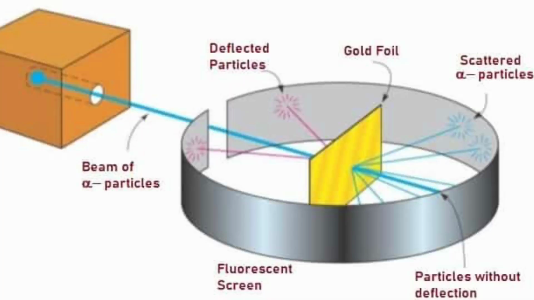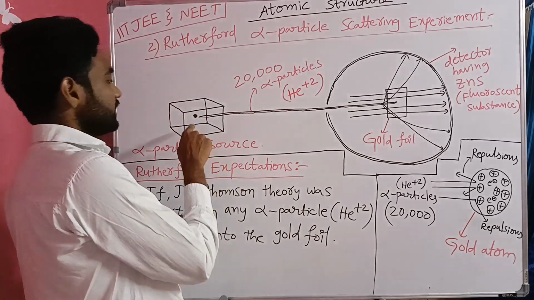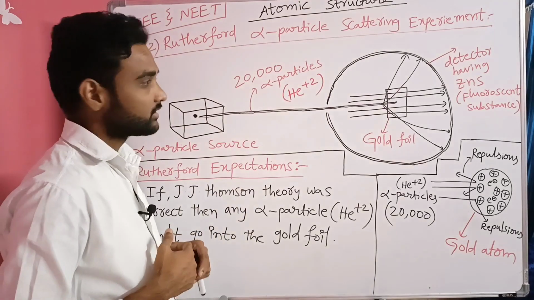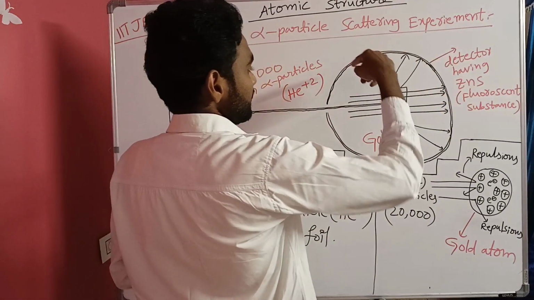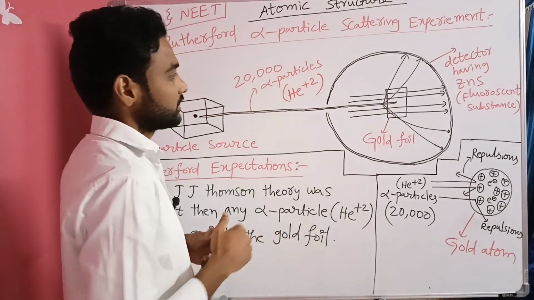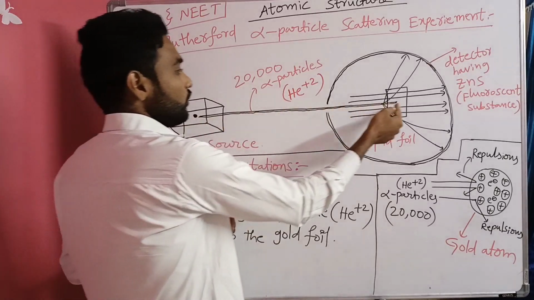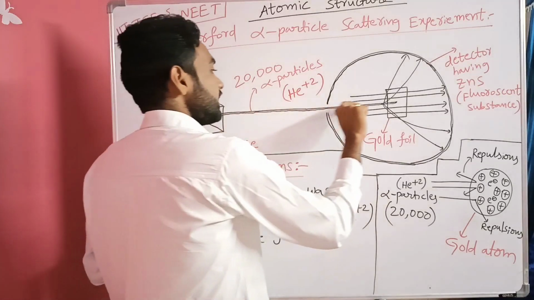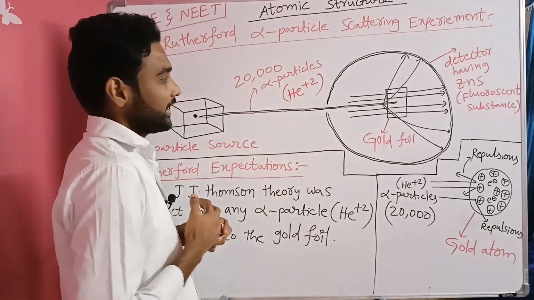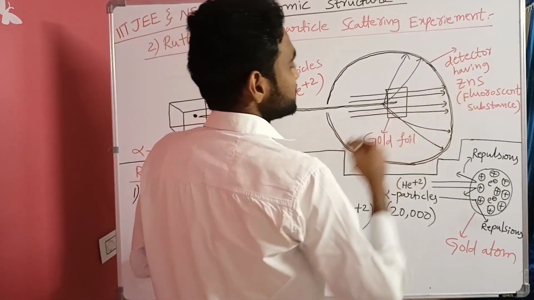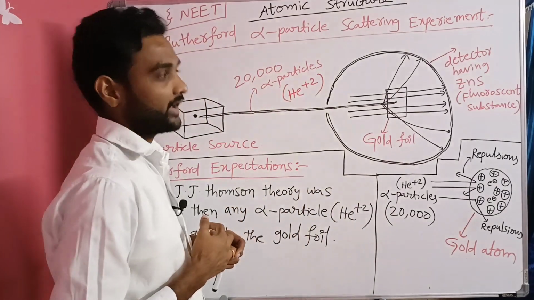Rutherford alpha particle scattering experiment. This is the diagram of the experiment. This is the alpha particle source. It can release alpha particles. This is the detector. Inside the detector, he placed one gold foil, arranged so that the alpha particles strike the gold foil straight on. And on the walls of the detector, he applied a fluorescent material like ZnS, zinc sulfide.